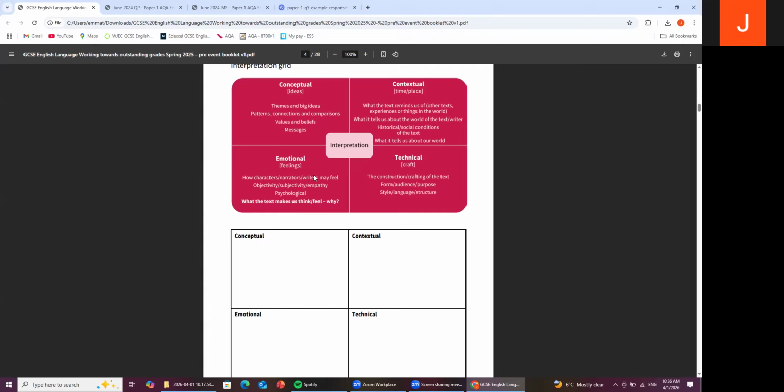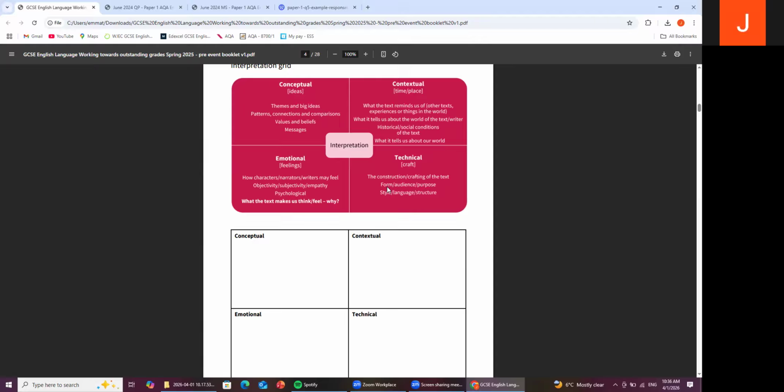How might the characters feel? How might the narrator or the speaker feel? Could you offer a psychological analysis of how the characters feel? Again, always explain why. Think about the form. It's from a novel, so it's a long form story.